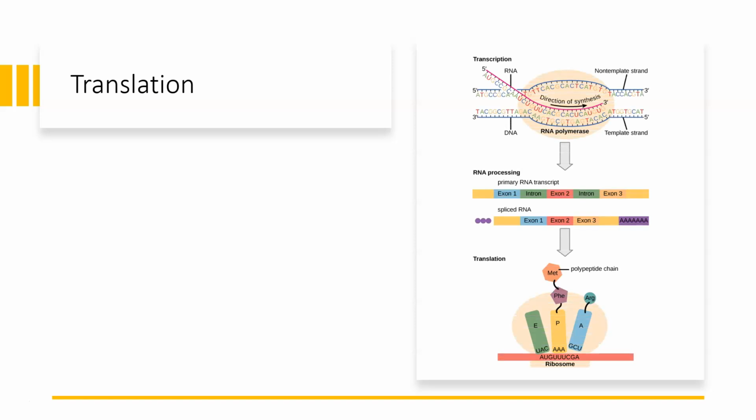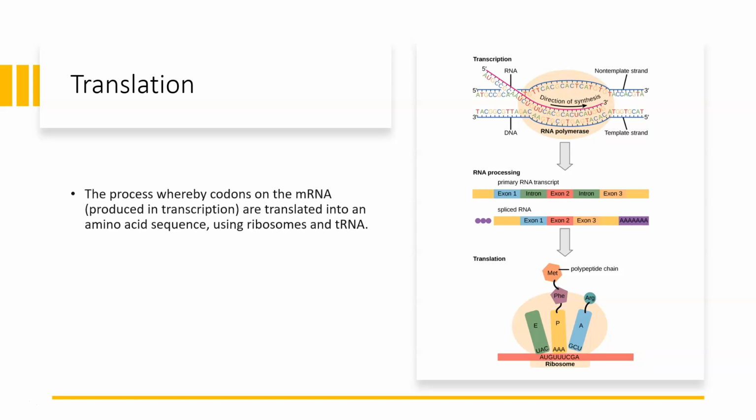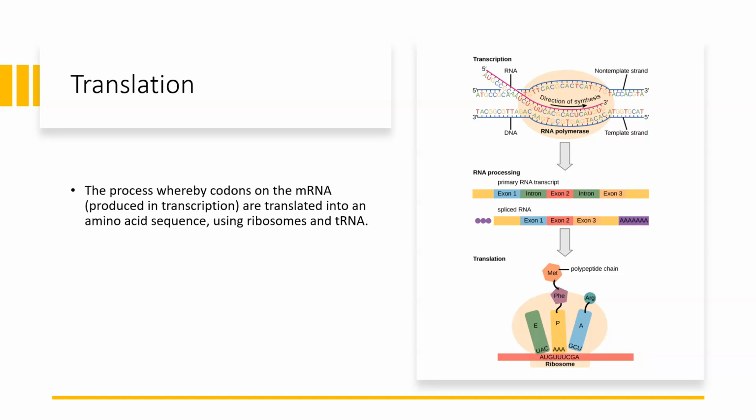Okay, so remembering that translation is this process that occurs on the ribosomes, and it's where our genetic message, as such, that's carried in our mRNA is now built into a protein, a functioning protein. So let's look at that in a bit more depth. The process of translation is whereby our codons, those groups of 3 bases on the mRNA, which were produced during the process of transcription, are translated now into our amino acid sequence using ribosomes and tRNA.